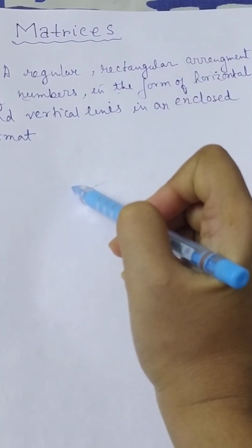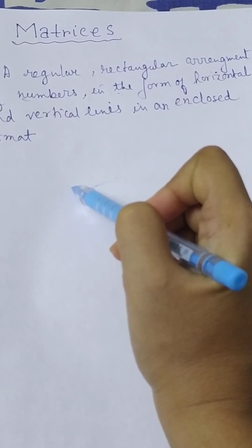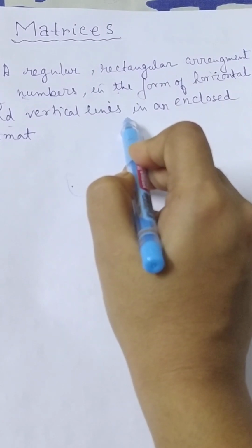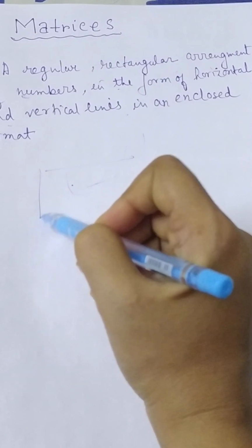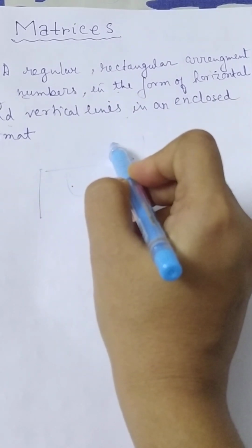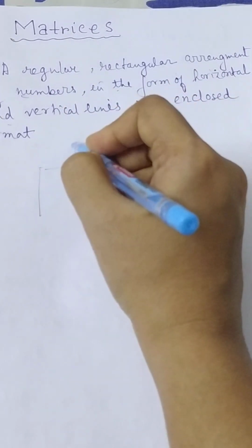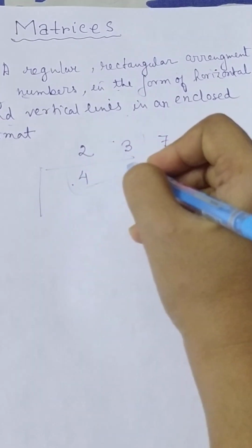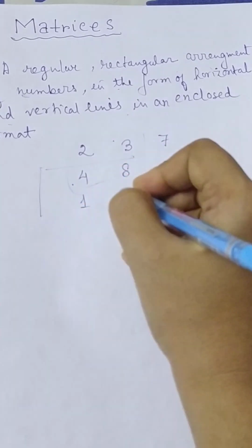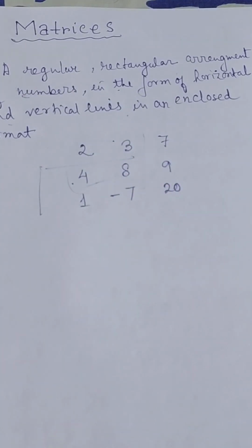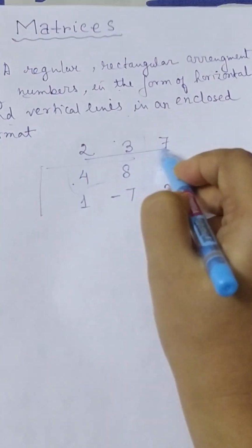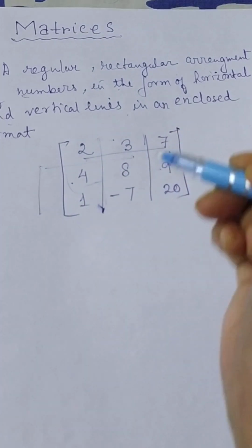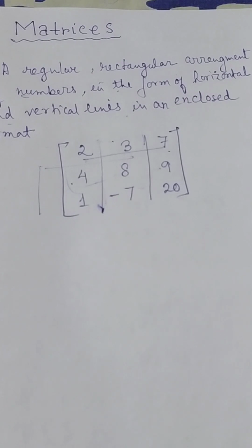That means there are few numbers which are regular, which is not in fraction, and also in rectangular pattern in the form of horizontal and vertical lines. Now horizontal line means row and vertical lines mean column. So they are in enclosed format. So what it looks like, suppose I am arranging few random numbers like this. I am arranging some numbers in rows and columns, okay, and in an enclosed format. So it is a matrix.